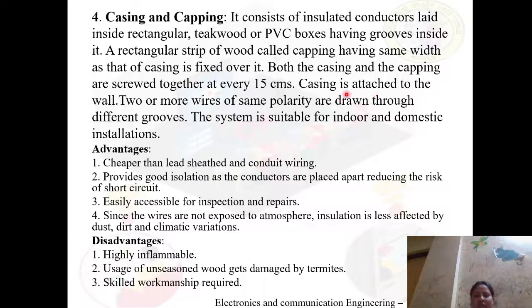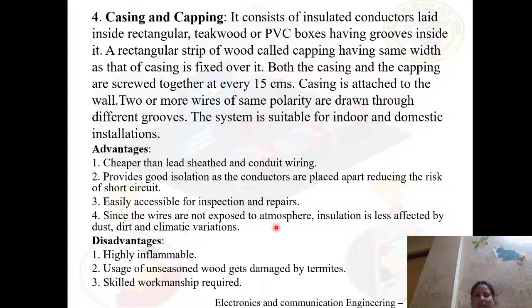Casing is attached to the wall generally. Two or more wires with the same polarities are drawn through different grooves. So this type of system is suitable for indoor and also for domestic installations. The advantages of casing and capping are they are cheaper than lead sheathed and conduit wiring. They provide good isolation as conductors are placed apart, reducing the risk of short circuit, and are easily accessible for inspections and repairs.